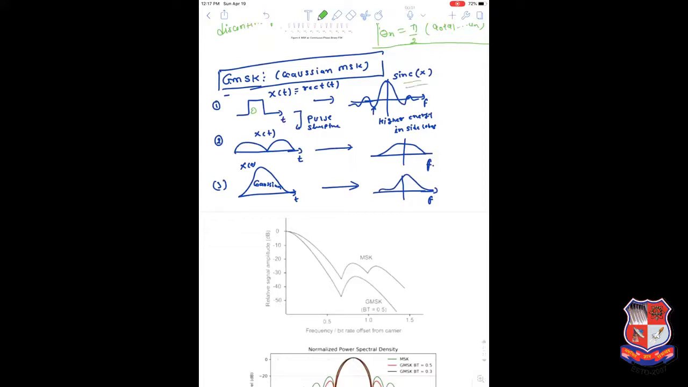And for this rectangular pulse, we have a sinc pulse in the frequency domain. So in the time domain it is rectangular, but in the frequency domain it is a sinc. Here we can see our main objective is that the maximum power should be in the main lobe. So this is known as the main lobe, and we want minimum power in the side lobes. So the main lobe should contain the maximum power, and the side lobes should contain the minimum power.